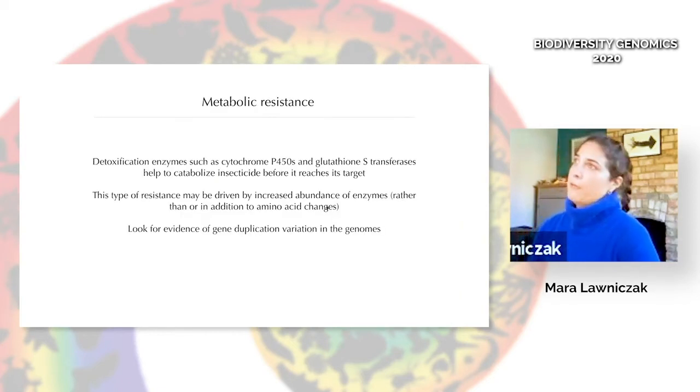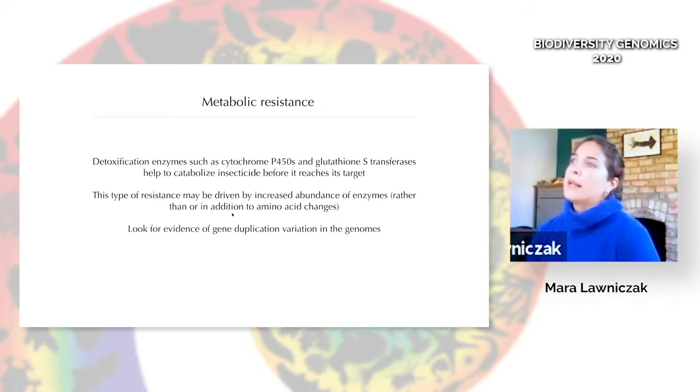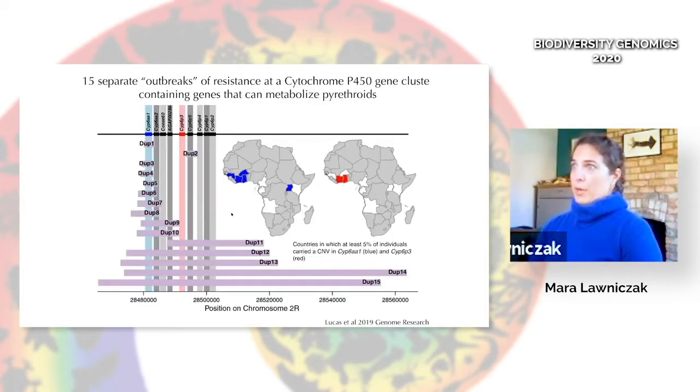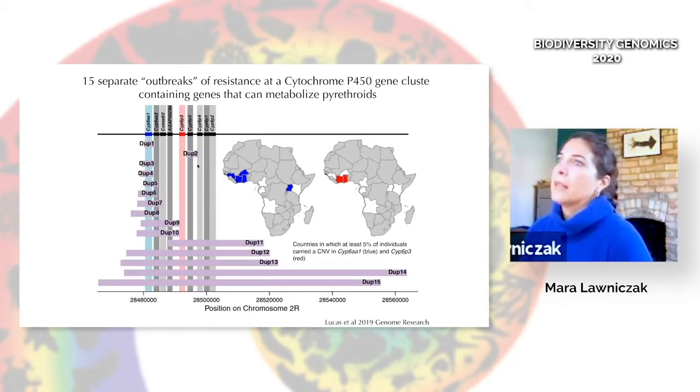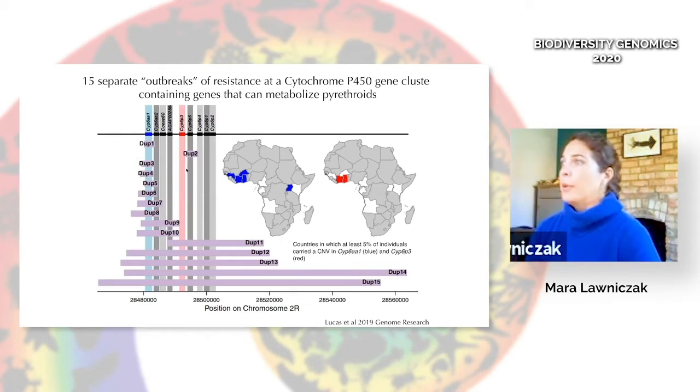There's another type of insecticide resistance that's referred to as metabolic resistance. And instead of a target site and an amino acid change, this is really believed to be driven by copy number variation at detoxification enzymes like cytochrome P450s and glutathione transferases. These probably help catabolize the insecticide before it reaches the target. So we also looked for evidence of gene duplication variation in the genomes, and the same exact story is present. Really remarkably, this cluster of cytochrome P450s, it looks like there are 15 independent major copy number variants that are present in the populations, all covering the same set of genes, which are believed to metabolize pyrethroids.